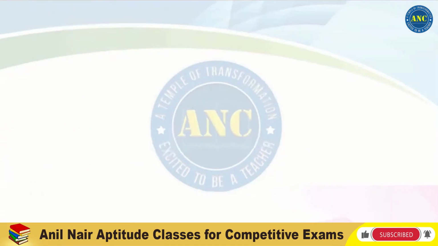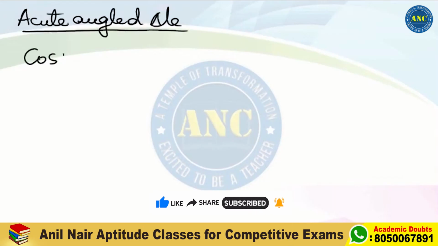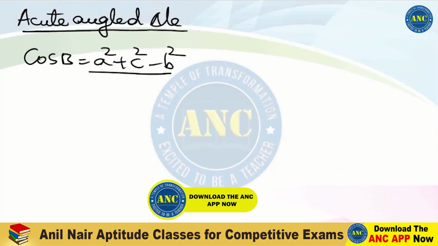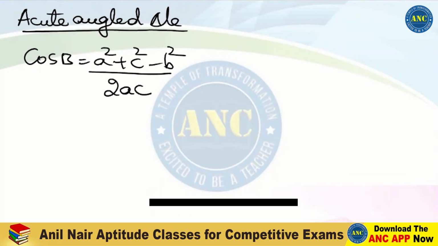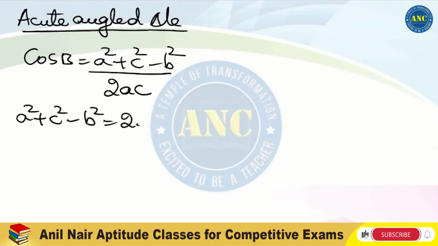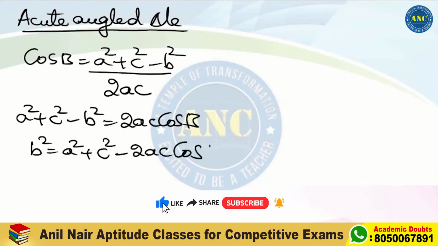Another important conclusion, see here, if it is an acute angled triangle, cos B is nothing but a square plus c square minus b square by 2ac. This means a square plus c square minus b square is 2ac cos B. I hope it is clear. So b square is nothing but a square plus c square minus 2ac cos B.